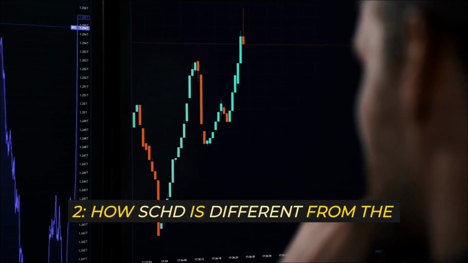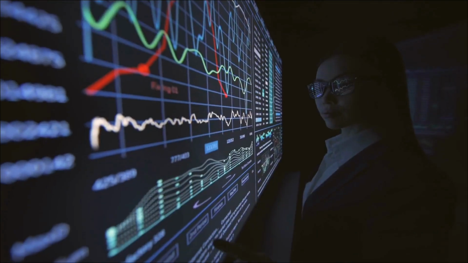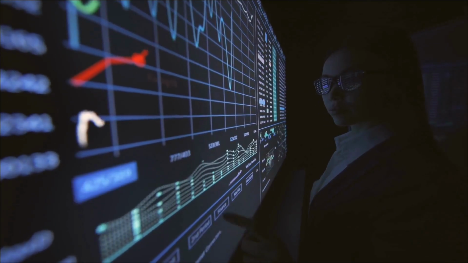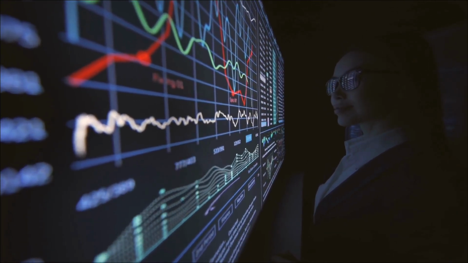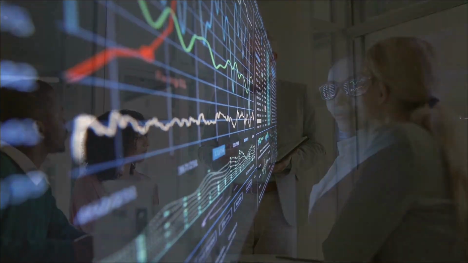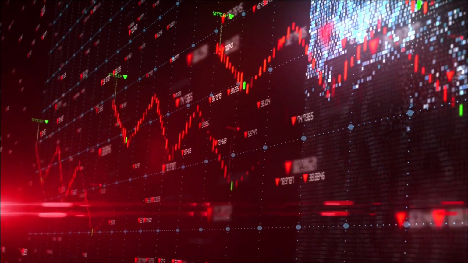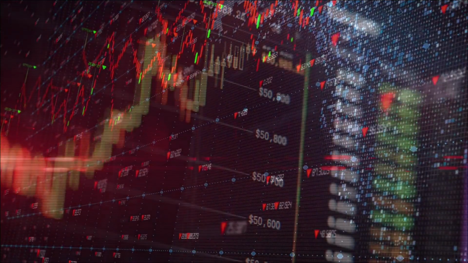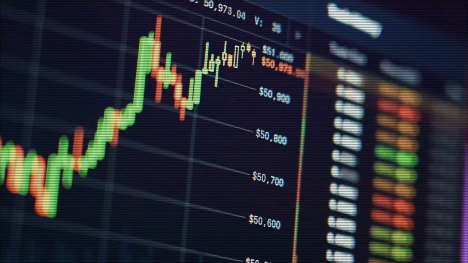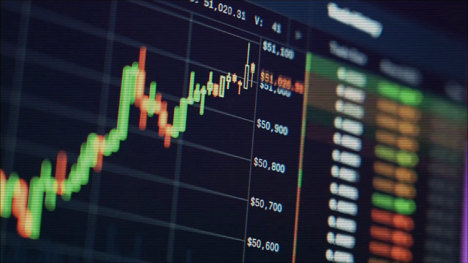2. How SCHD is different from the overall market. A broad market ETF owns companies from almost every sector, including high-growth technology stocks, smaller businesses, and companies that don't pay dividends. SCHD follows a different strategy. It focuses mainly on mature businesses that have strong financial performance and a proven record of paying dividends. Because of this, SCHD usually has less exposure to speculative companies and more exposure to businesses with stable earnings and reliable cash flow.